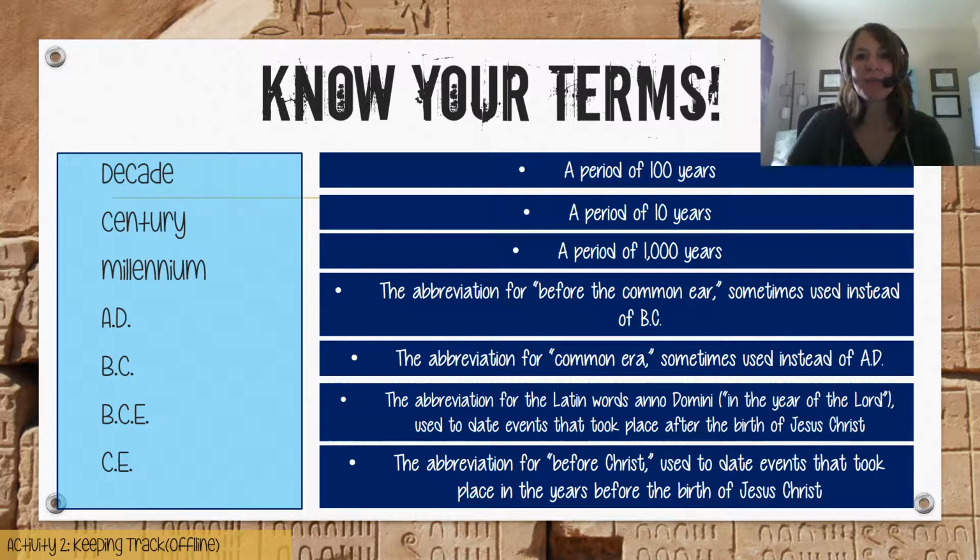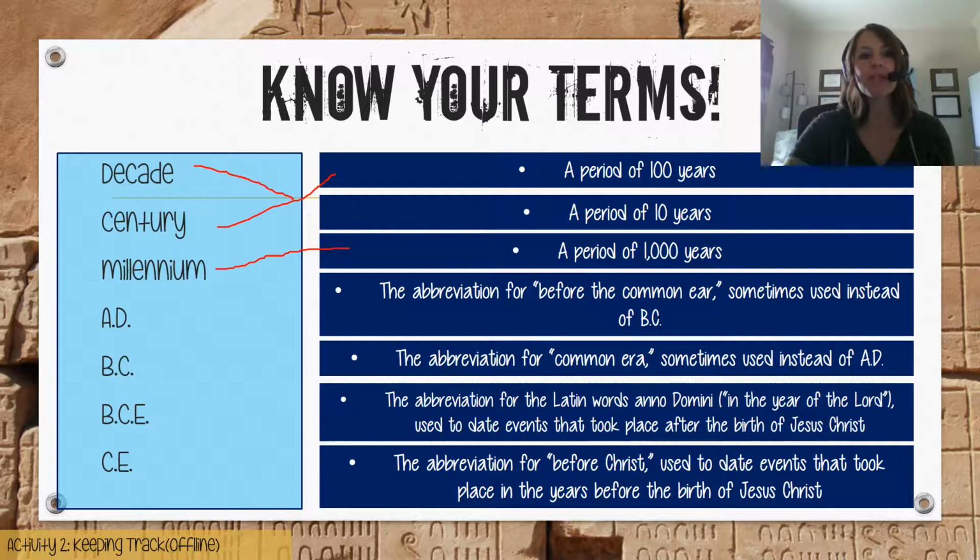When you come to class, we'll play some matching games and make sure that we really know these terms. But again, they're going to be important as you complete the rest of your world history course. And so you want to make sure that you have a good understanding of what each of these mean. So a decade is a period of 10 years. The century is 100 years, whereas the millennium is a period of 1,000 years. So make sure that you keep those straight.